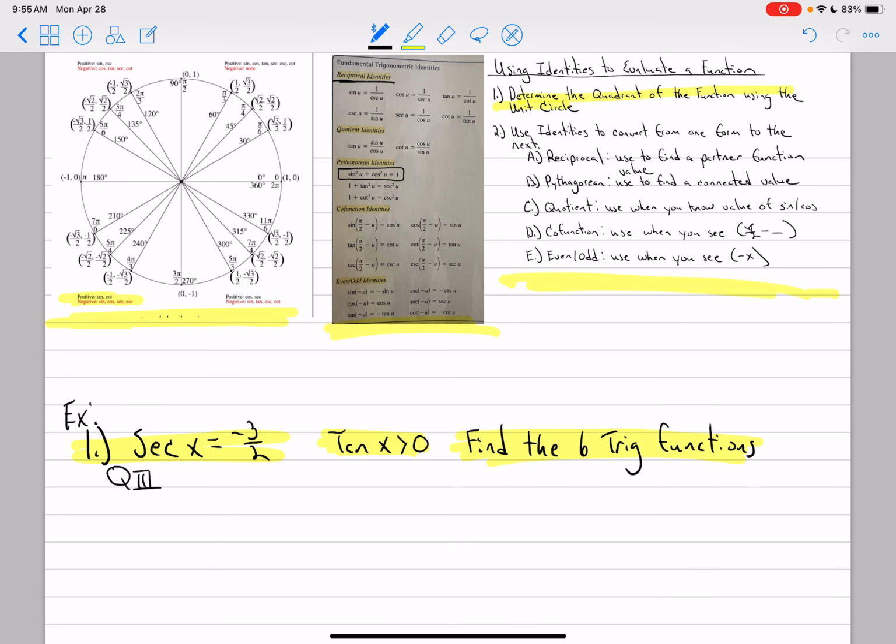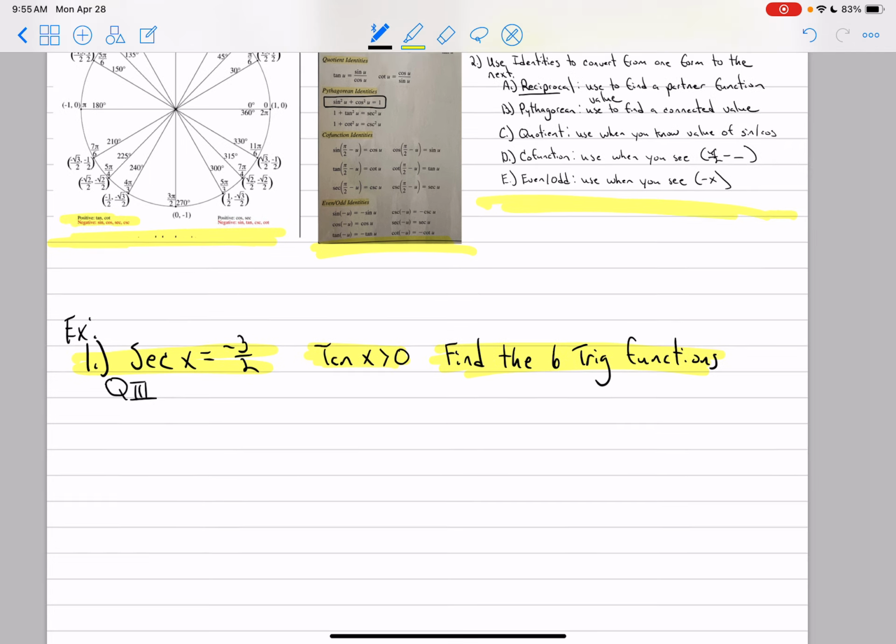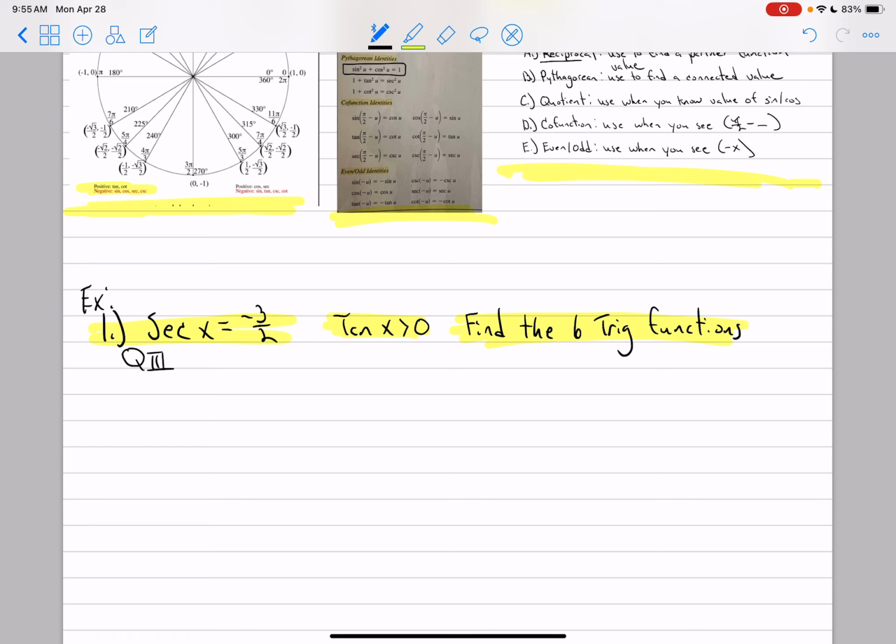So first of all, I'm sitting here, I'm thinking, okay, let me make sure that this matches for quadrant 3. Okay, so it says use identities to convert from one form to the next. So let me look at the reciprocal identities. I'm going to write down here, okay, well, do I know what sine is? Do I know cosine? Do I know tangent? And then do I know their opposites? Do I know cosecant? Do I know secant? And do I know cotangent? All right, those are the 6 we got to find.